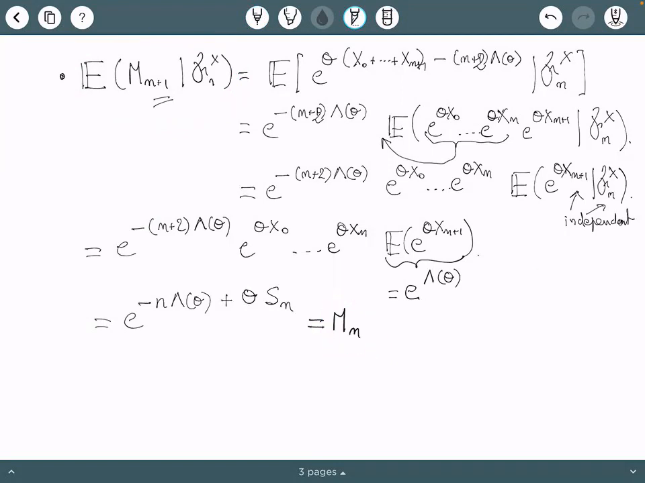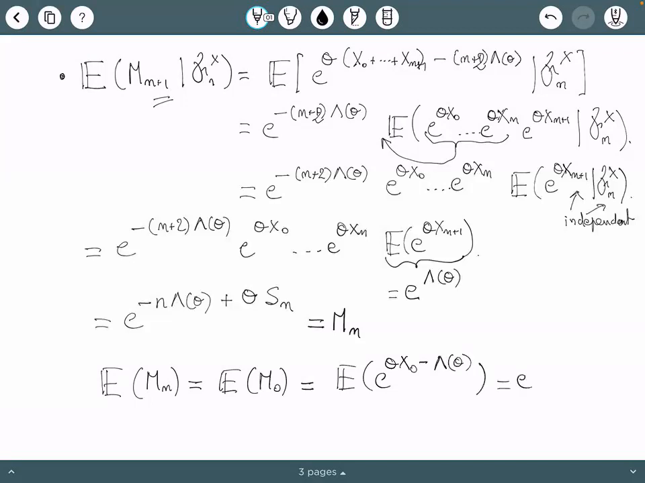Of course, if you choose different constants, if theta here is different and so on, you can get some submartingale or supermartingale. In particular, you recover the fact that since it is a martingale, I know that the expectation of M_n is constant and equal to the expectation of M_0, which is just the expectation of exponential theta X_0 minus lambda theta. And since exponential of lambda theta times exponential minus lambda theta is equal to 1, this is something that we have seen previously.